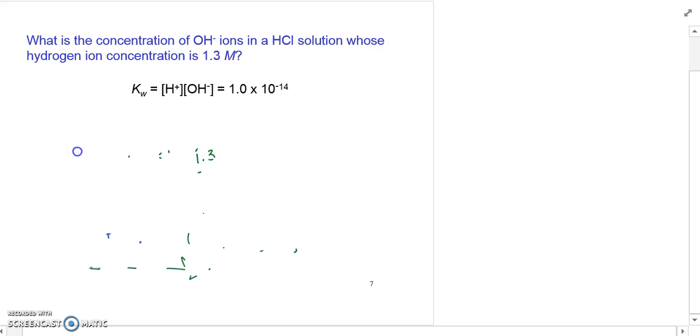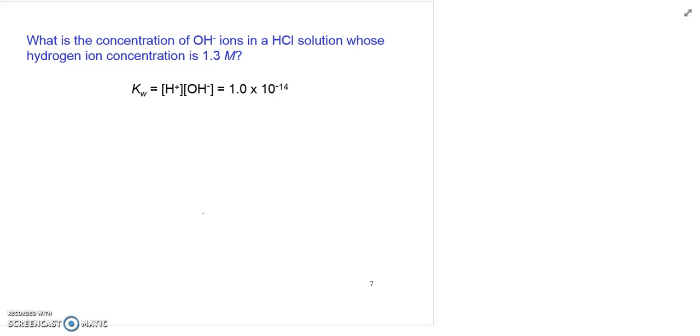But the interesting thing about Kw is that it always has to equal 1 times 10 to the minus 14. So when you add an acid to water, like in this case you're adding HCl, and the hydrogen ion concentration is 1.3 molar, what you've done is increased the concentration of H plus to 1.3 molar.